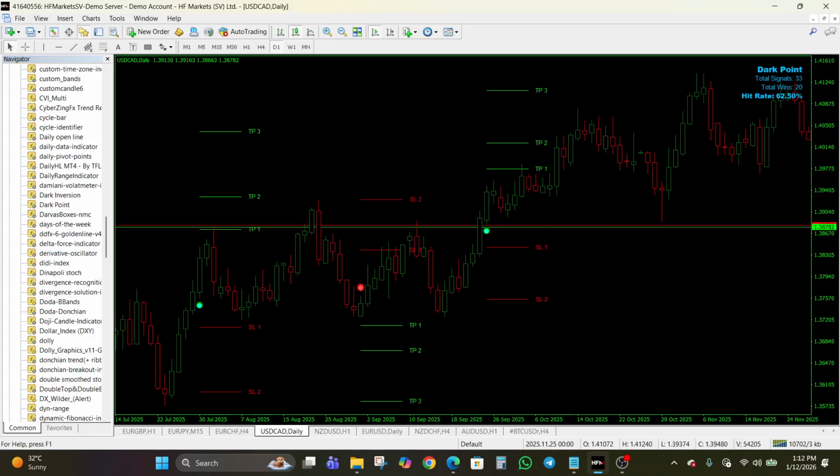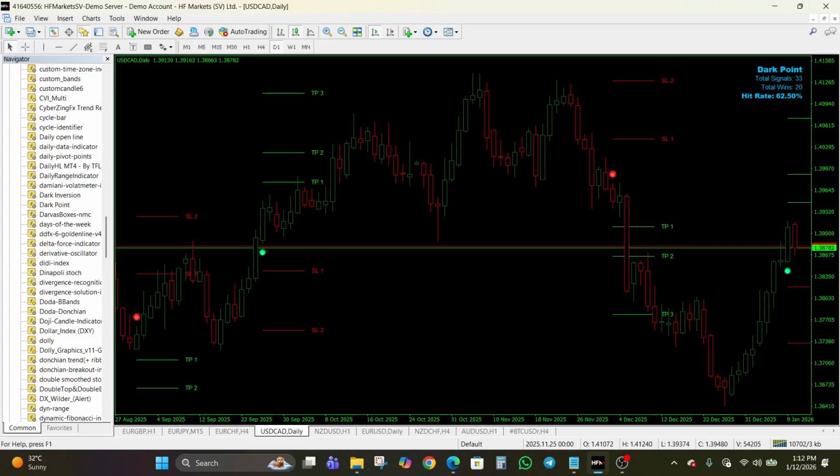Now, it helps you highlight key turning points and momentum shifts directly on your chart, helping you to spot potential reversals, trend transitions and all of that. You will notice that the indicator gives you buy signals and sell signals, and it also predicts possible take profit levels and stop loss levels.